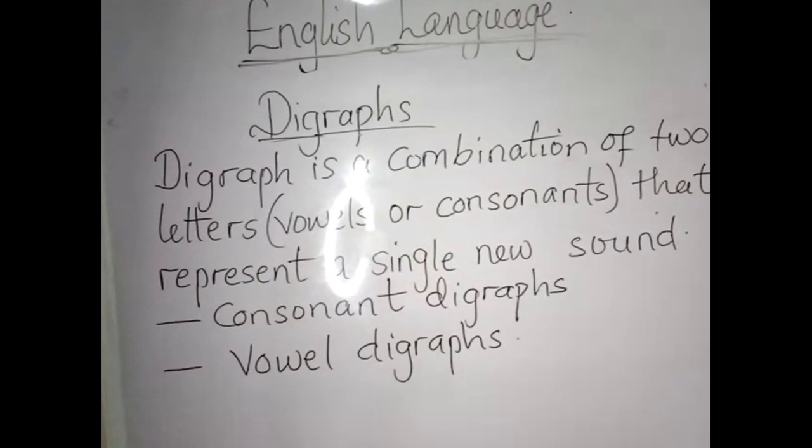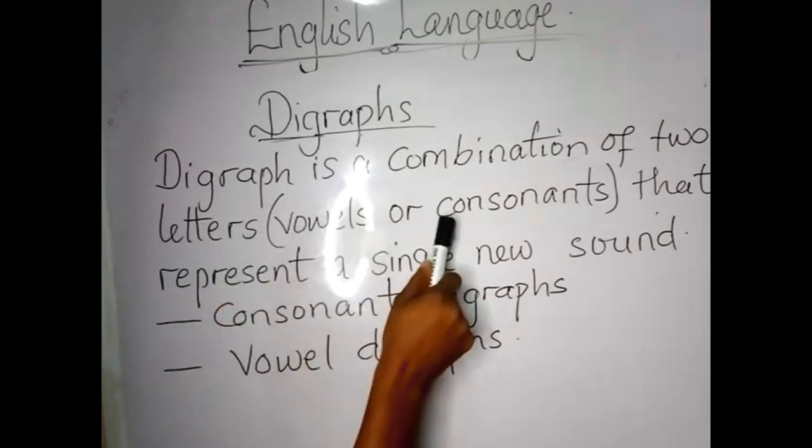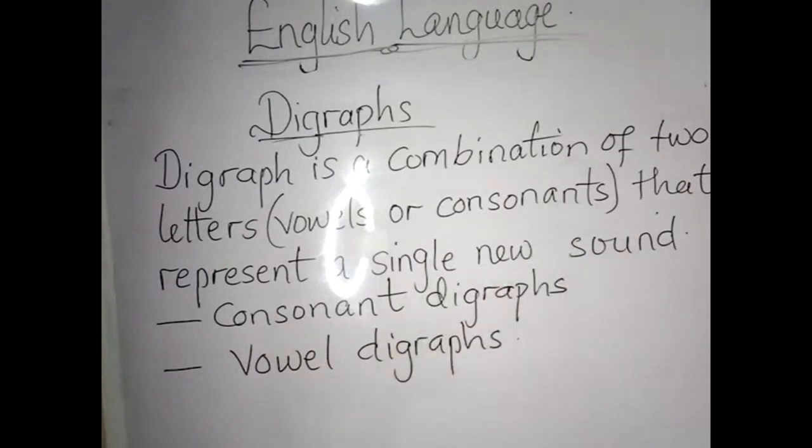So now we're going to get introduced to digraphs. A digraph is a combination of two letters. The two letters could be vowels or consonants that represent a single new sound. Combination means the joining of two letters of the alphabet. Those two letters can be two vowels or two consonants, and when they join, they form a single new sound. Remember, when we looked at consonant clusters or consonant blends, we said that each of the two letters still keeps its sound. You will still hear the sound of, for instance, if it's S and T, you will still hear the sound that S makes.